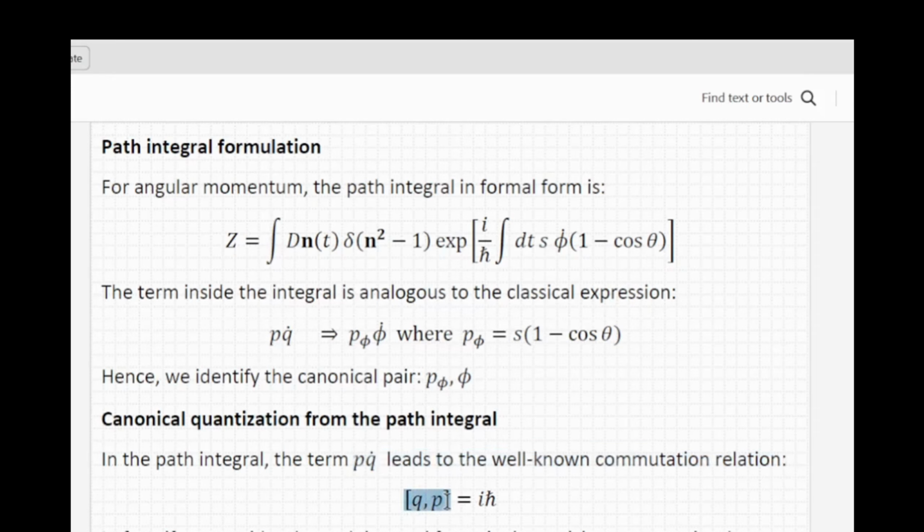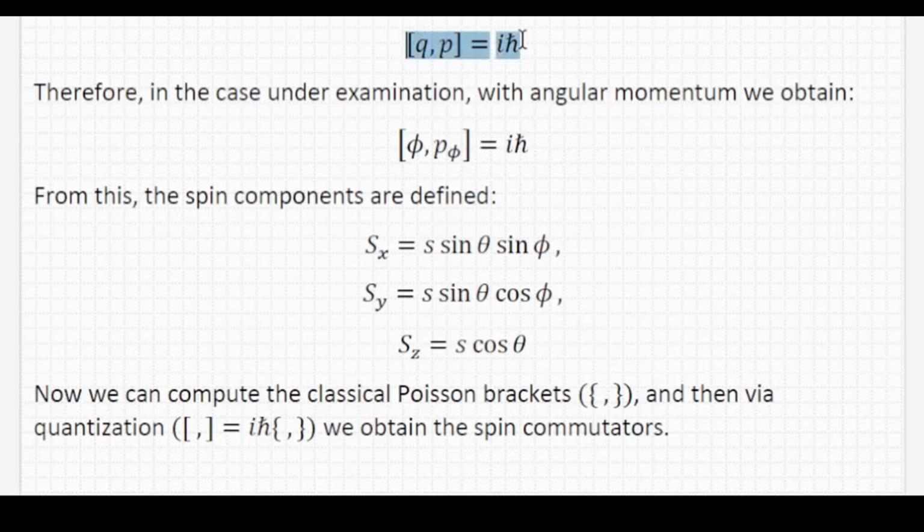So the commutation relation between the position and momentum of the particle is equal to i h bar, right? Where h bar is the usual reduced Planck constant, and i is the usual imaginary unit. So that's the usual commutation relation that we have in quantum mechanics.